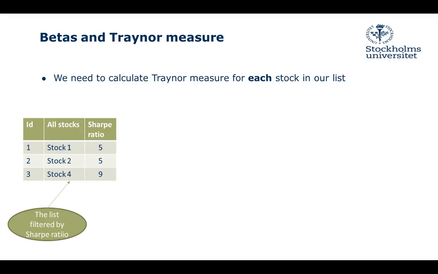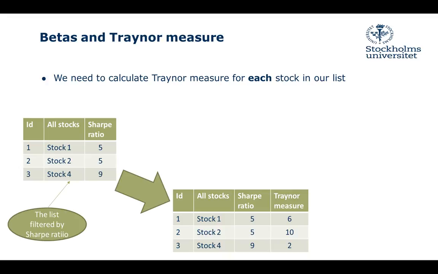Okay, so we have the stocks. Take a look here. We have the stocks from the previous example, from the Sharpe ratio filtering. Now we need to calculate the Treynor measure for all of them. And we want to have something like this, so that at the end we want to add the Treynor measures over here.